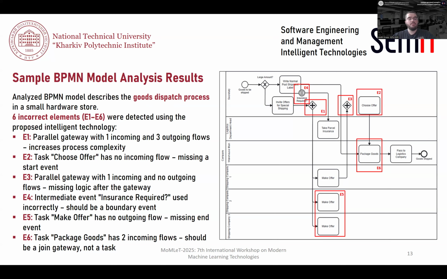E4 stands for the intermediate event named insurance required, as the event is used incorrectly. It should be a boundary event. And E5 says that the task named make offer has no outgoing flows. It's the missing end event signal. And E6 says that the task package goods has 2 incoming flows, but a join gateway should be used here, not a task.